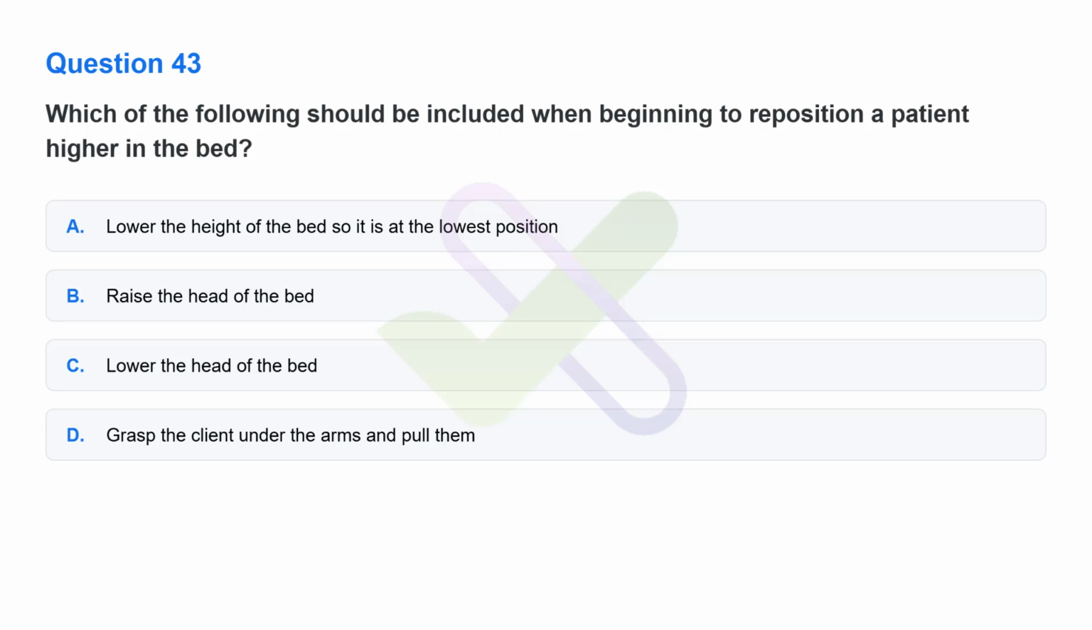Which of the following should be included when beginning to reposition a patient higher in the bed? A. Lower the height of the bed so it is at the lowest position. B. Raise the head of the bed. C. Lower the head of the bed. D. Grasp the client under the arms and pull them.